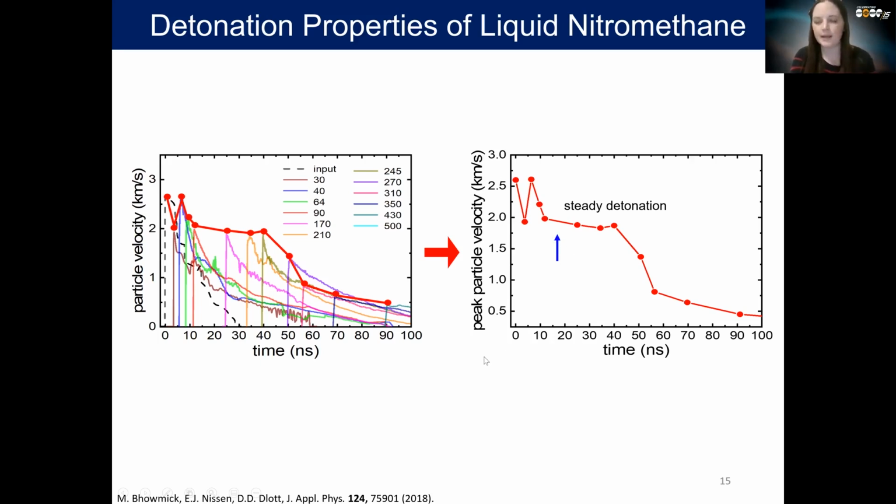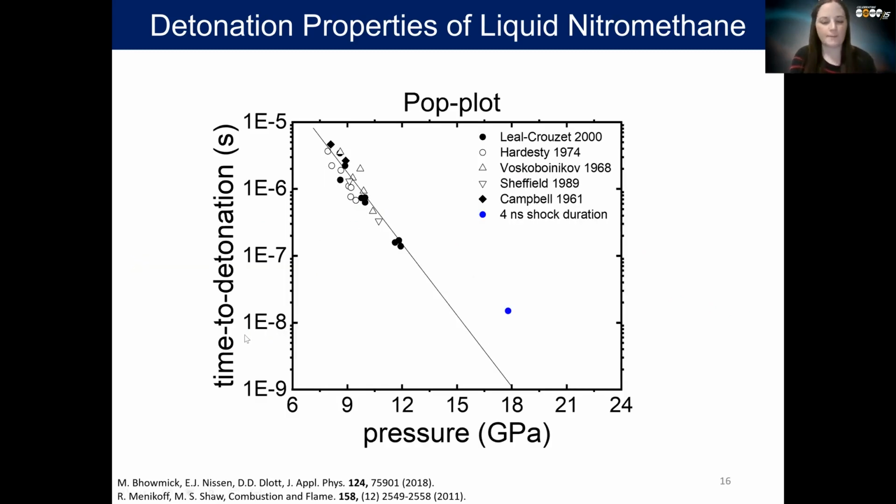And we can compare our time to detonations to other experimental results with nitromethane using this thing called a pop plot. On this slide is a typical pop plot, where you're seeing the time to detonation as a function of input pressure. If we extrapolate what other previous researchers have shown, the time to detonation should be about 1 nanosecond at the input pressure of 18 gigapascals. However, my results show that we're about an order of magnitude larger than that, at about 15 nanoseconds.